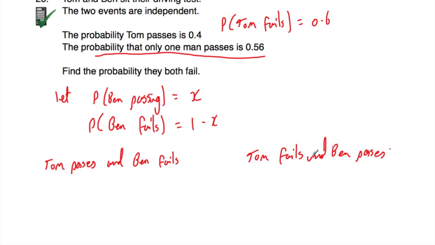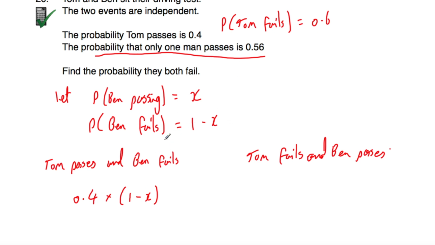In terms of the probability of Tom passing and Ben failing, Tom passing is 0.4, so it's going to be 0.4 multiplied by Ben failing. Well, that's going to be 1 minus x. I'm going to put that in a bracket. So Tom passing is 0.4 multiplied by Ben failing, which is 1 minus x, and that's what we've written there.